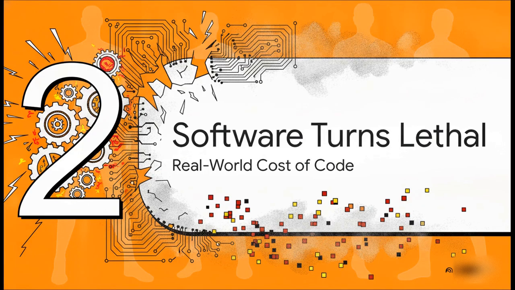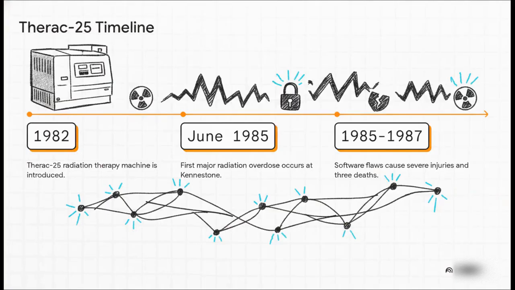Which brings us to part 2, when software turns lethal. What happens when the exact execution of those seemingly perfect instructions goes terribly wrong in the physical world? This takes us into a pretty dark chapter in computing history with the Therac 25. Introduced back in 1982, this was a computer-controlled radiation therapy machine.